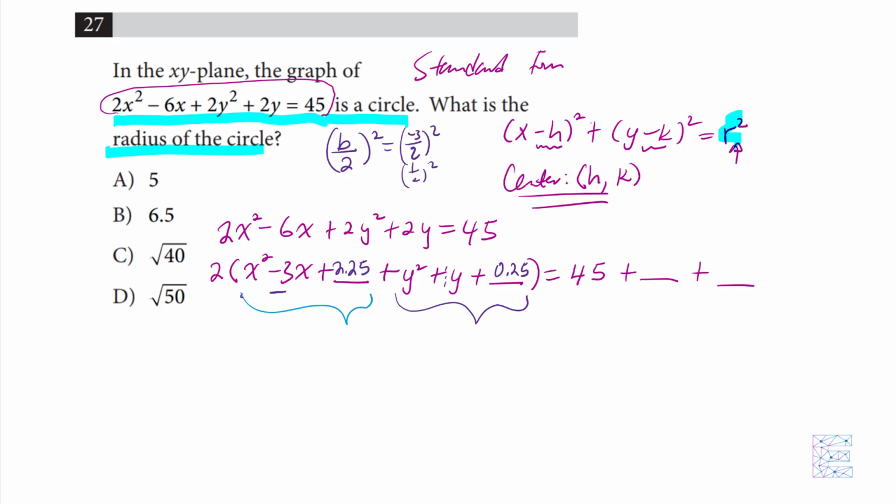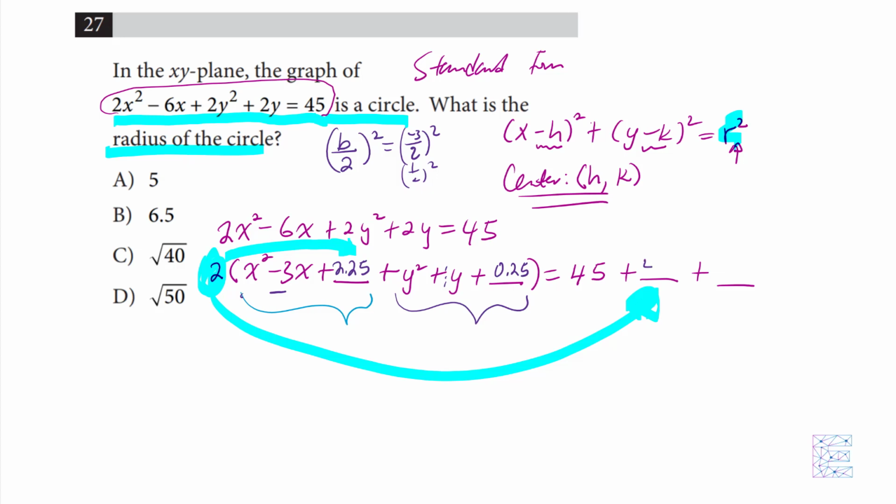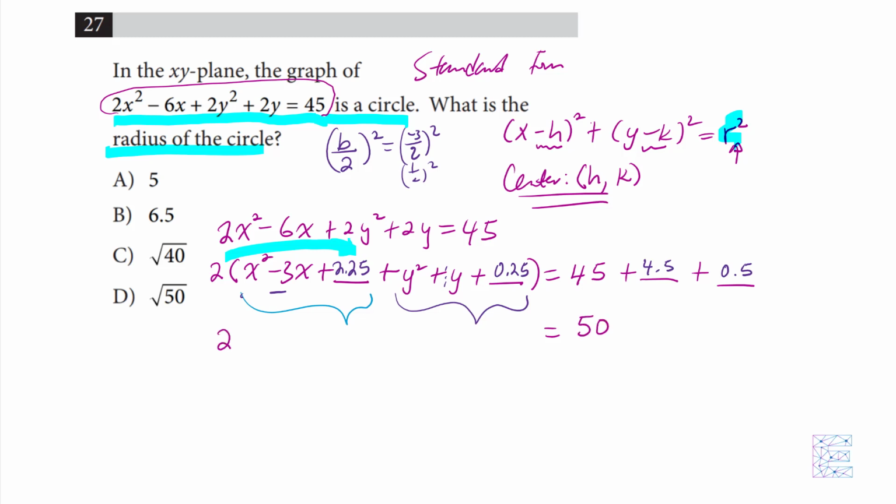Now, whatever you do on the left side, you have to do on the right side also. But be very careful. Since you factored out a 2, what you're plugging in here has to be doubled. So 2 times 2.25 will become 4.5. And then that same 2 times 0.25 will become 0.5. So now, with that said, we can actually add the numbers on the right side. Since you're focusing on radius, that would be 45 plus 4.5 plus 0.5, which is actually 50. And then we still have the 2 on the outside.